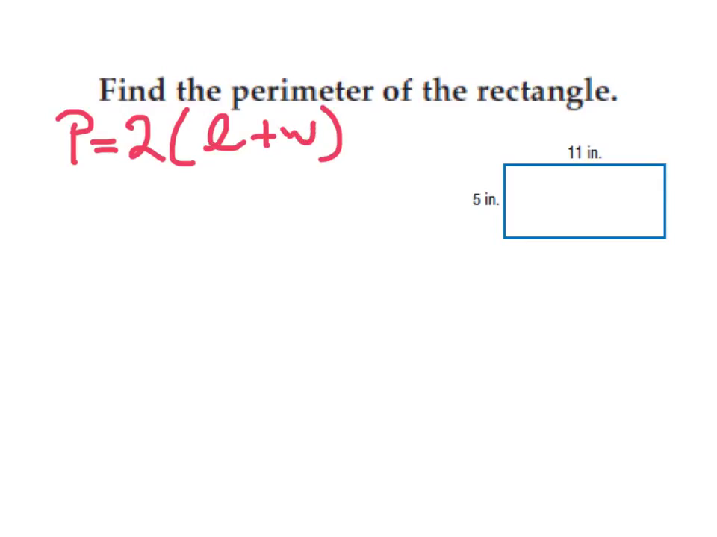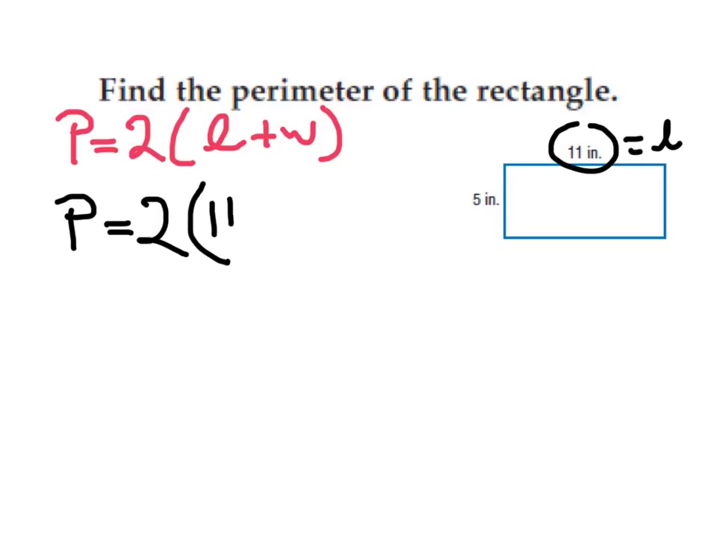Here we go. All right, we just need to identify. Well, it says find perimeter, so we don't know what perimeter is. So that'll be left alone as a variable. Do we know what the length is? Sure is right here. We can call that the length. So I'm going to plug in 11. Do we know what the width is?